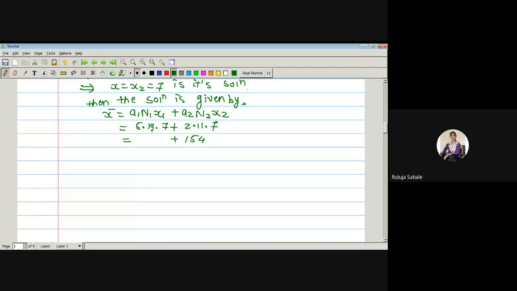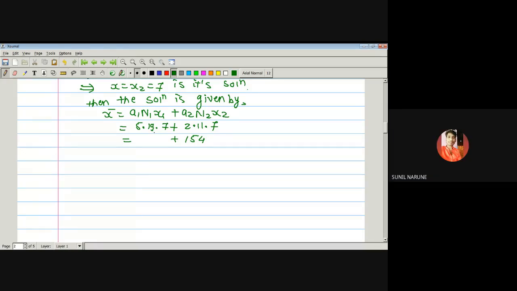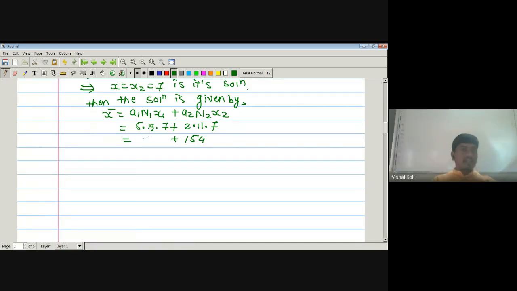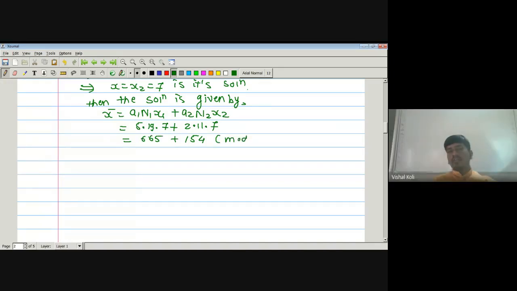19 into 7 into 5, 35 into 19, is 665. Check, has anyone got something different? Yes sir. Which is under modulo n. Here n is nothing but 209. Okay, what should be the value of 665 under modulo 209?